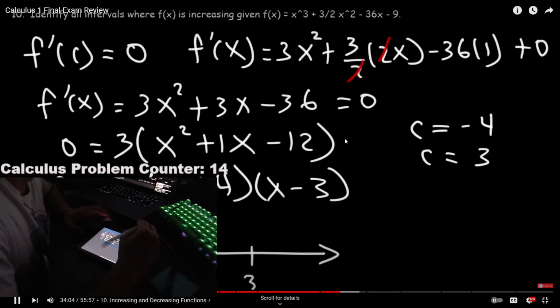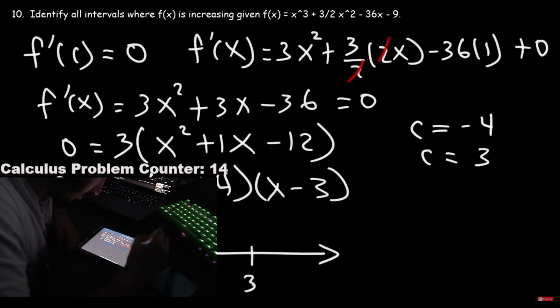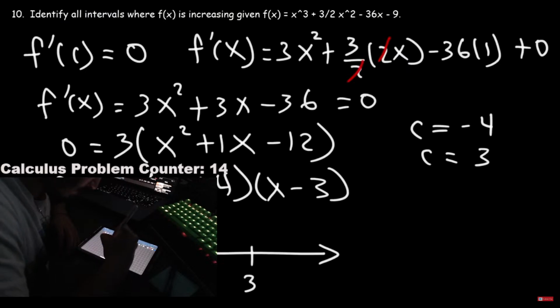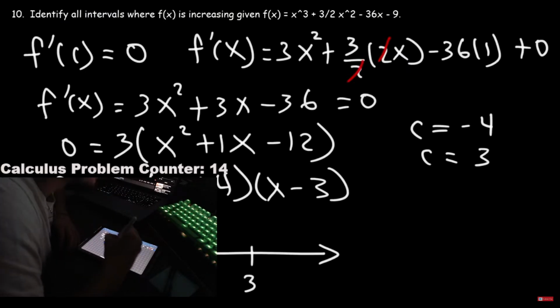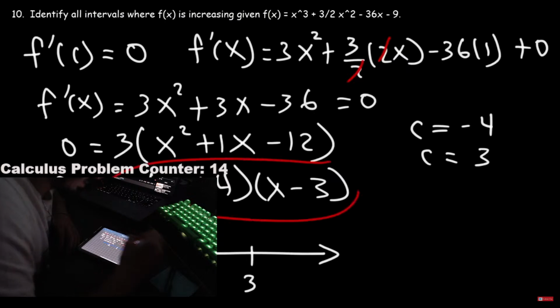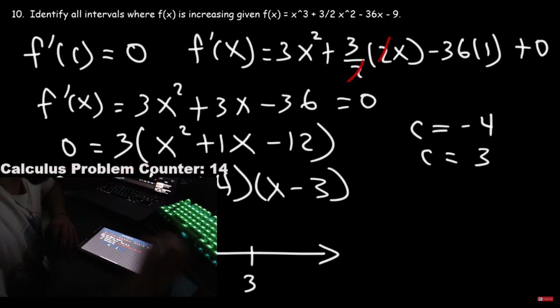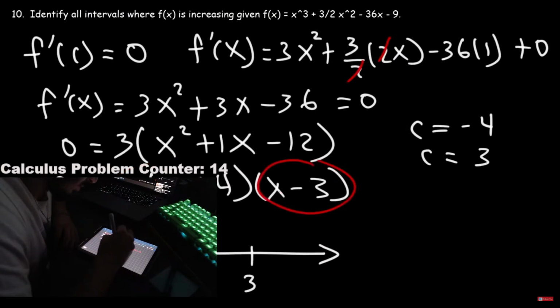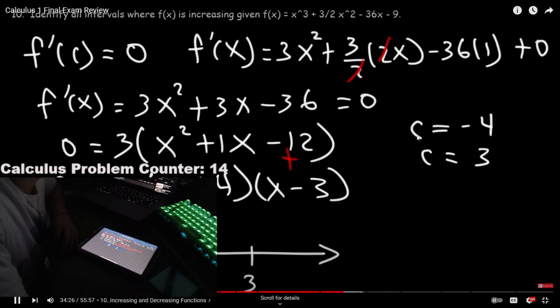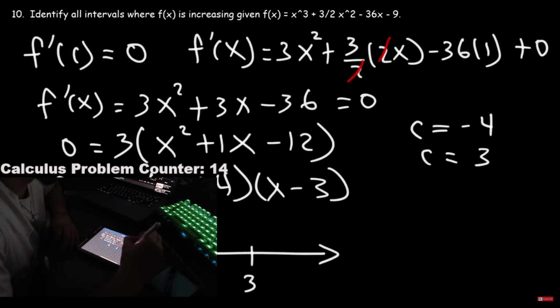Critical points on it. Next, we need to check the sign. So let's pick a number greater than 3. Let's say 5. If we plug 5 into the first derivative, will we get a positive number or a negative number? Now, 5 minus 3 is a positive number. 5 plus 4 is a positive number. And this is positive. So the result will be positive.